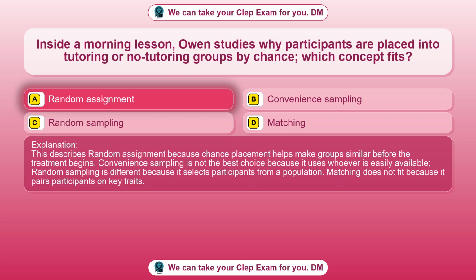This describes random assignment because chance placement helps make groups similar before the treatment begins. Convenience sampling is not the best choice because it uses whoever is easily available. Random sampling is different because it selects participants from a population. Matching does not fit because it pairs participants on key traits.